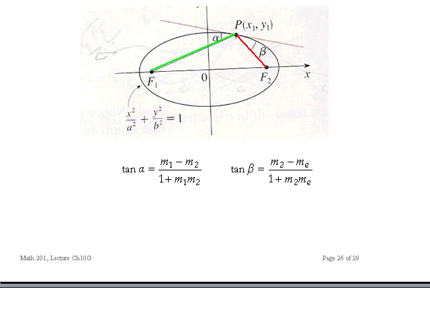Again, we have alpha and beta. They are angles that these rays make with the tangent line through the point P. And we're going to use these two equations, this expression for the tangent of alpha equal m1 minus m2 over 1 plus m1 times m2, and we're going to show that alpha equals beta because these tangents are going to be equal.